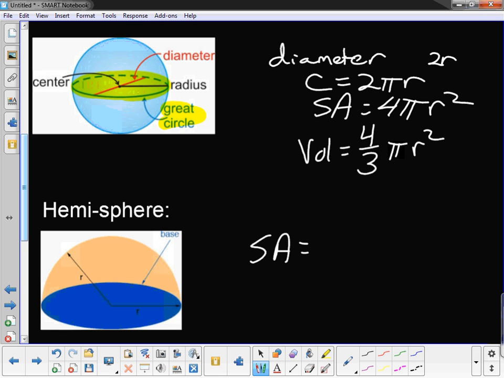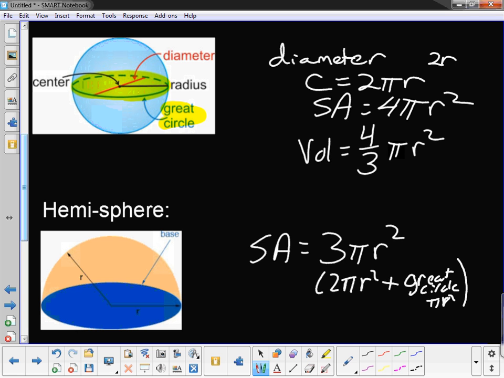But I also have the great circle there. So the surface area of a hemisphere is 3 pi r squared, which is really 2 pi r squared plus the great circle, which is pi r squared.